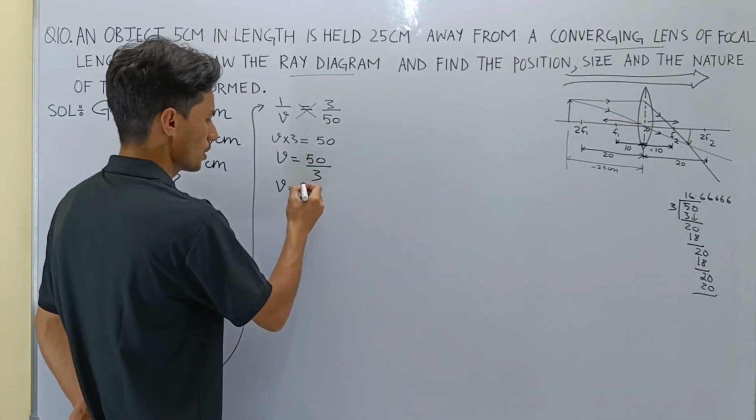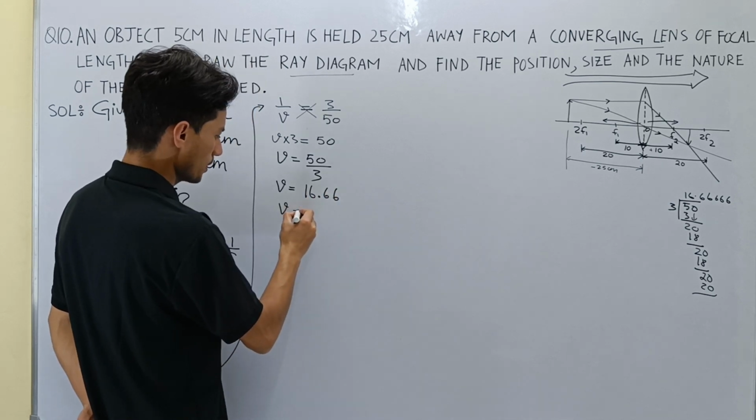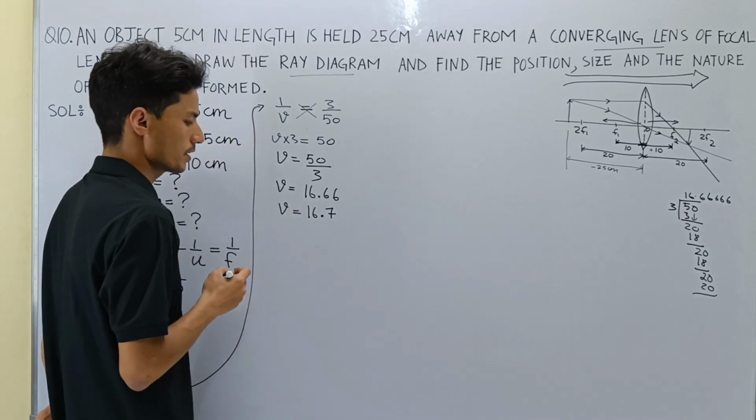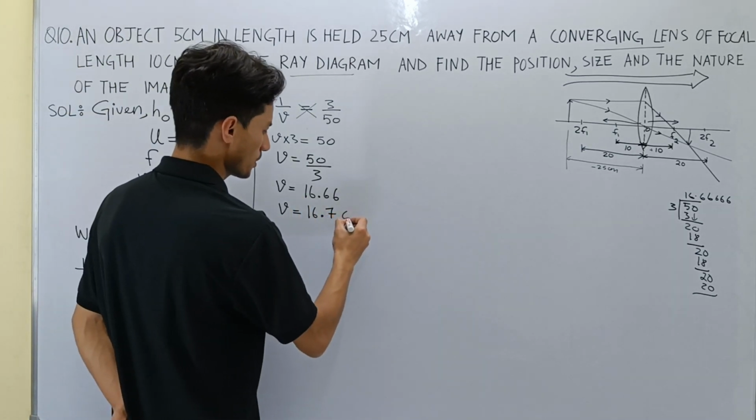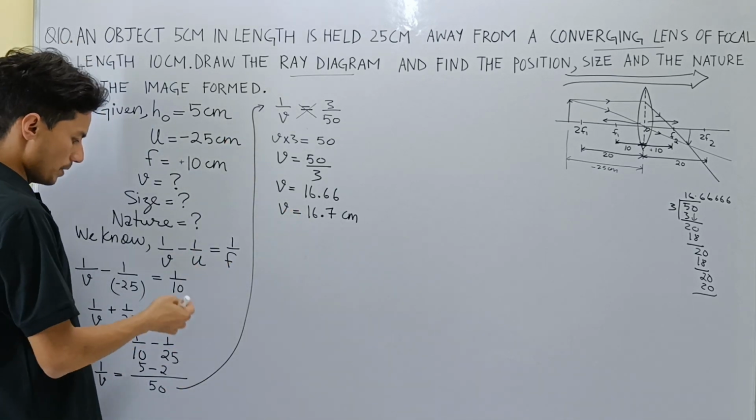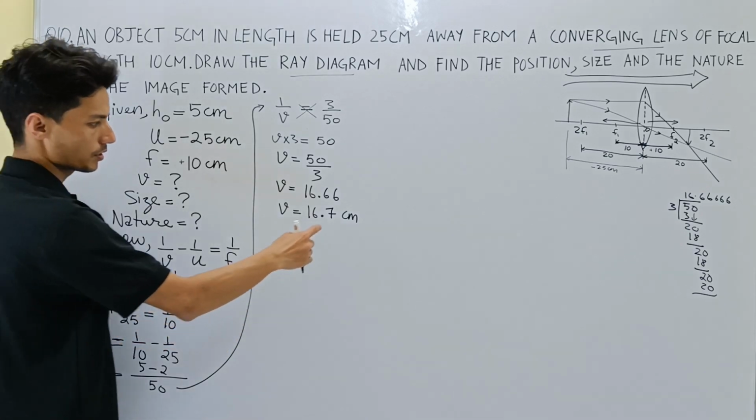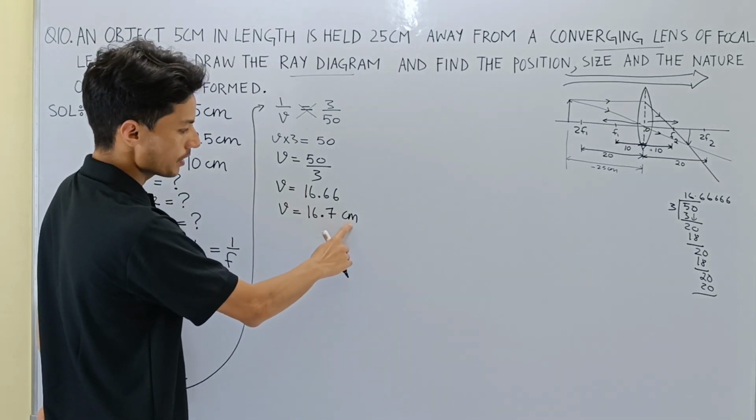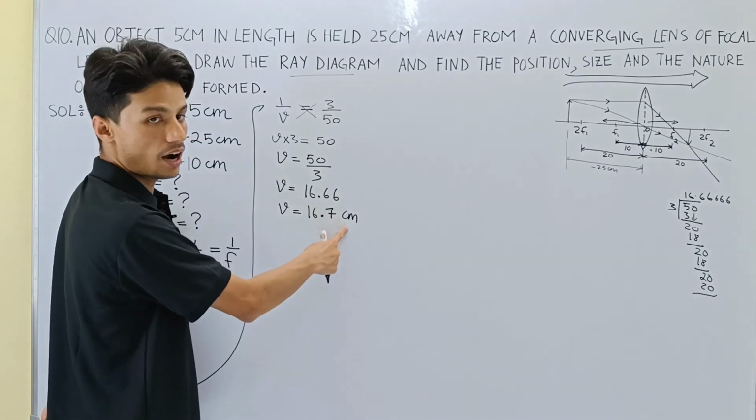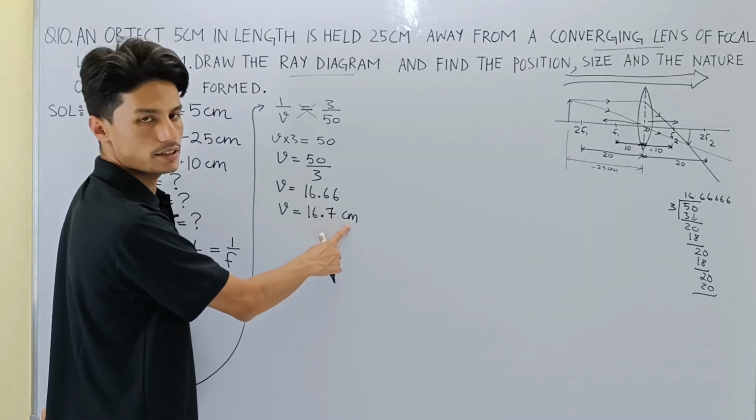So the answer is 16.66. We can also write it as 16.7. Okay, we can just write it as 16.7. So this is the answer, 16.7 centimeter. Yes, centimeter. You may not write those centimeters while you are solving, but make sure to write this, do not forget to write the centimeter at the end of the answer, or else you are losing mark. You'll be losing half mark just for not writing the unit. So it's very important to write the unit at least on the final answer.